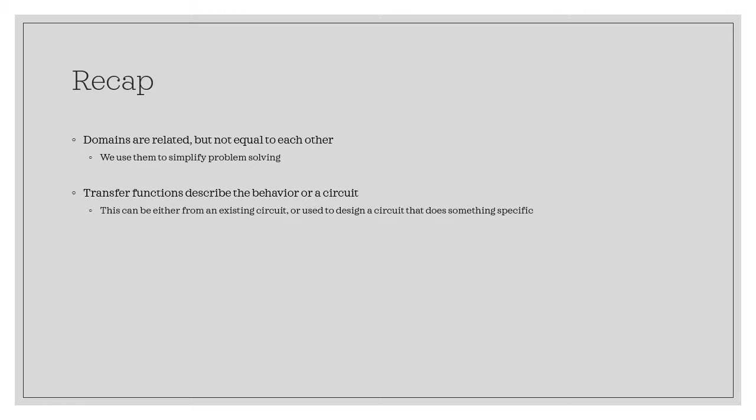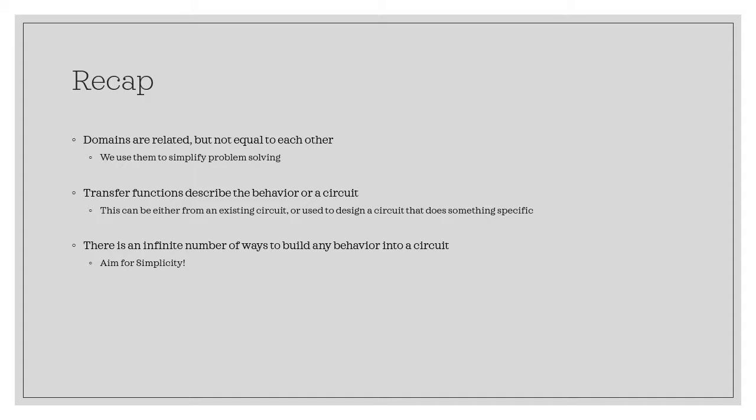Transfer functions describe the behavior of a circuit. And this is very important because we need to solve problems, which means we need to know some kind of idea of what our circuit looks like when it's in action, what it's doing. And the transfer function tells us exactly that. And we can get them from an existing circuit. Like say you're a spy and you stole a circuit from someone, you could recreate what that circuit's doing. Or if you need a specific task done, you can create the transfer function and then design the circuit from the transfer function.